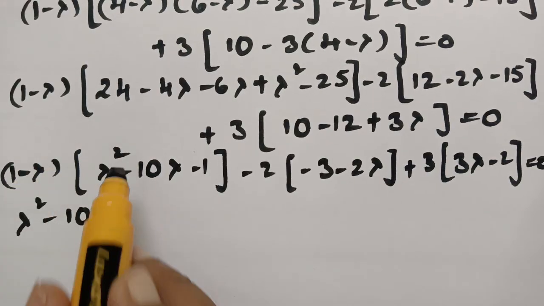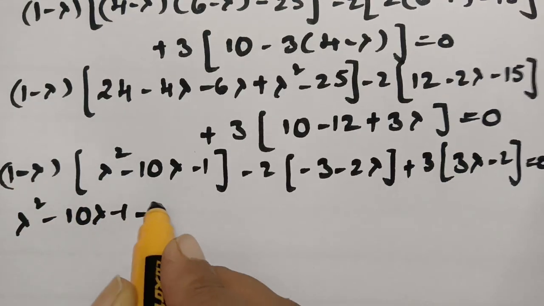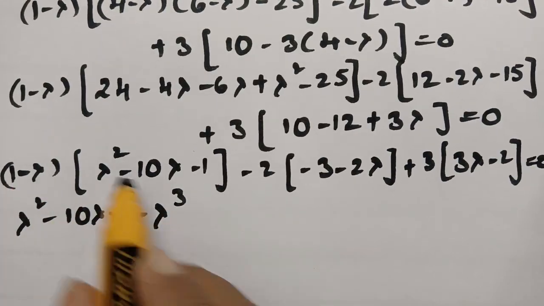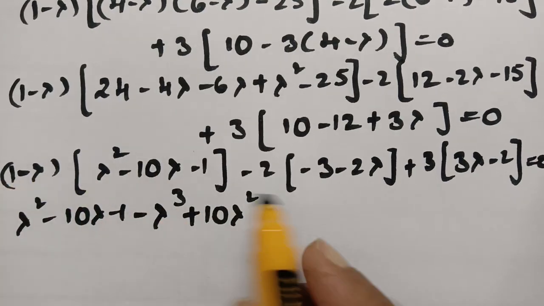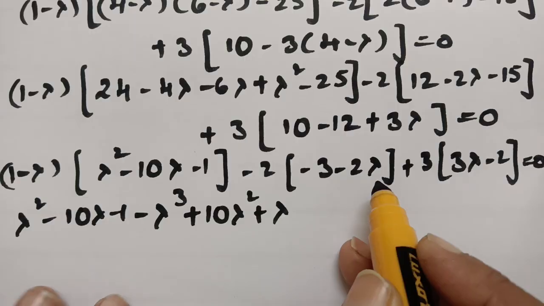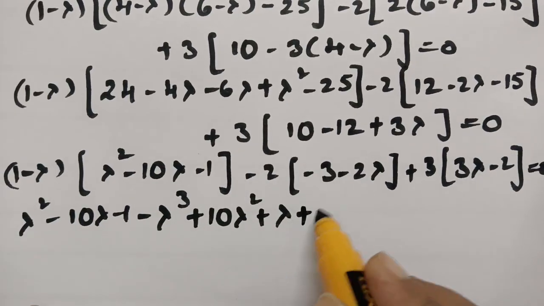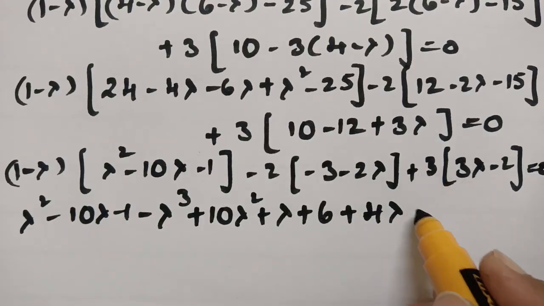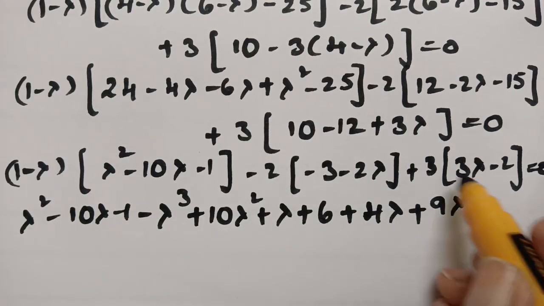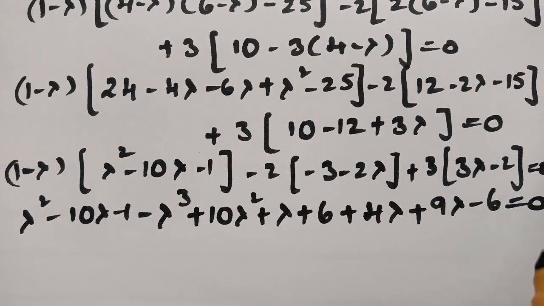So if I multiply with 1, this will be lambda square minus 10 lambda minus 1. If I multiply with minus lambda, this will be minus lambda cube. Minus into minus, this value is 10 lambda square. Minus into minus, this value is plus lambda. And this is minus into minus, this is plus 6. And this is minus into minus plus, this value is 4 lambda. So this value is 9 lambda. And this is 3 2s are 6, is equal to 0.